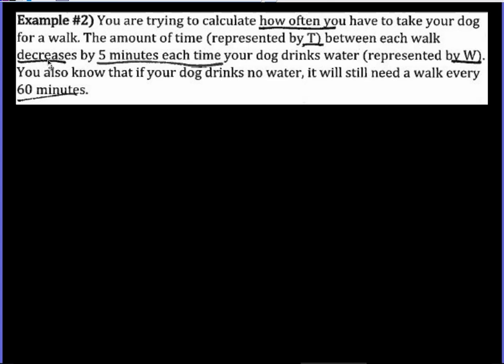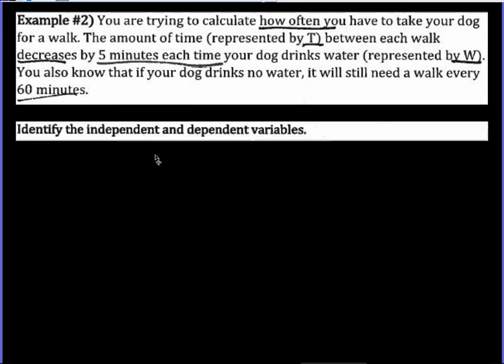Since it says decreases, we know that it's going to be a minus. So at some part in here, we're going to be subtracting by 5 times a number. And specifically, we're going to be multiplying by that W. Okay, so already right away, I have some setup to our function.